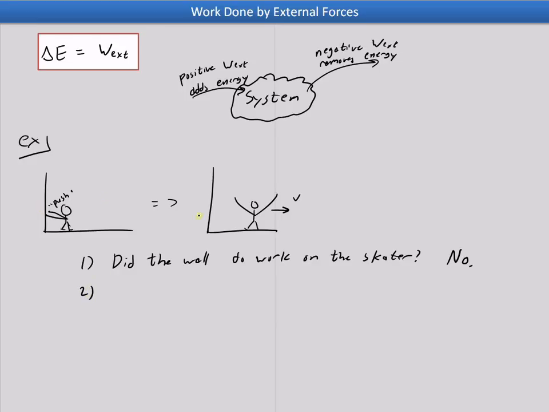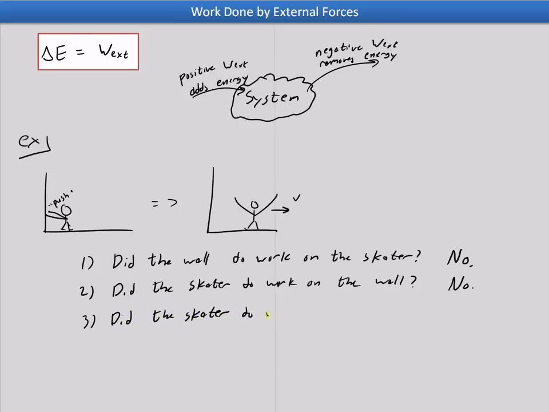Okay, well, clearly the skater has more energy after than before. After all, we've got some kinetic energy here that we didn't have before. So where did it come from? Well, did the skater do work on the wall? And the answer is no. The wall didn't go anywhere. No energy went out of the skater and into the wall. So no. Okay, there's only one possibility left, and that's the answer.